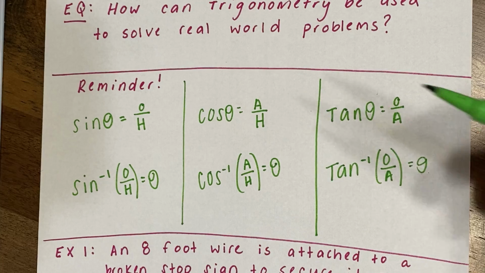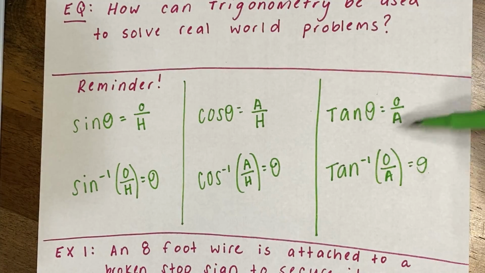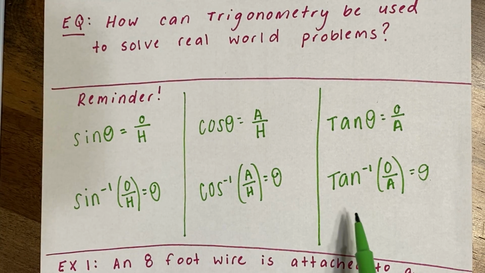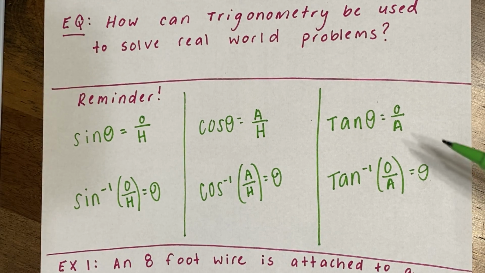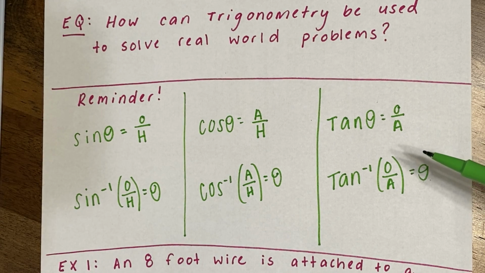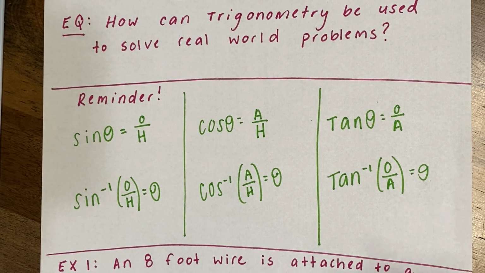Okay, so remember, there's a difference between this top row of equations and the bottom. The top are used to find missing sides, so opposite, adjacent, or hypotenuse. And then we use the inverse equations to find an angle given two side lengths. Okay, so just remember, if you are still not sure on the difference between when we use what, I would go back and watch the week 2 videos again, okay?